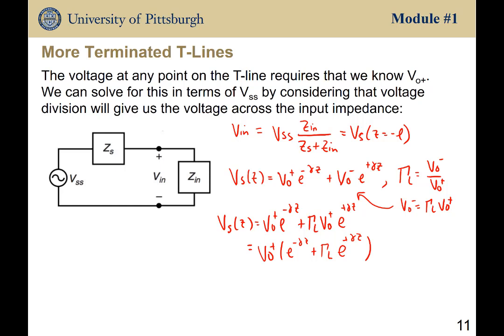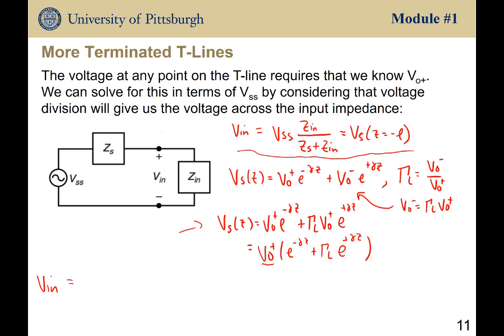But we don't know what this term is yet. We probably know what the source voltage is, but we don't know what that term is. So let's solve for that. How can we solve for that? Well, we can solve for that using this right here, because we know that the input voltage is equal to Vs when Z is evaluated at negative L. That's what the input voltage is. So I'm going to say Vin is equal to Vs evaluated at Z equal to negative L.